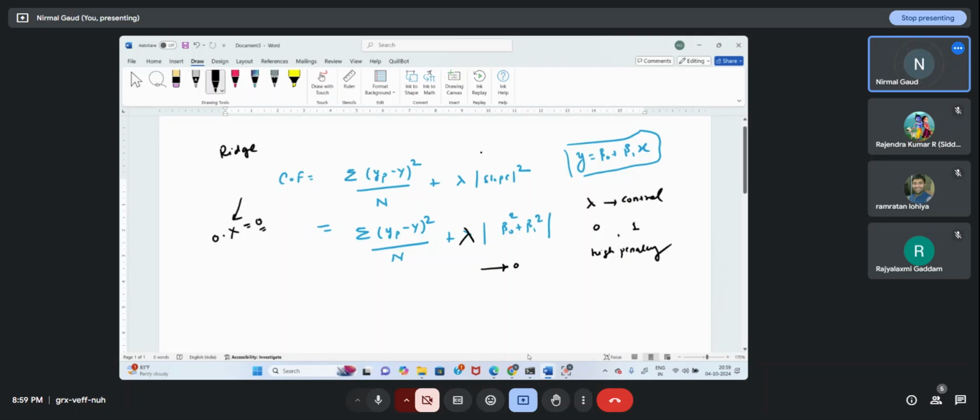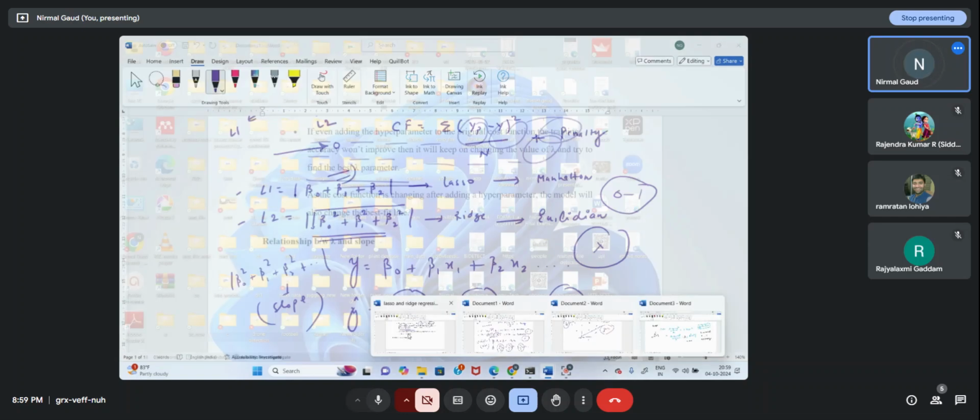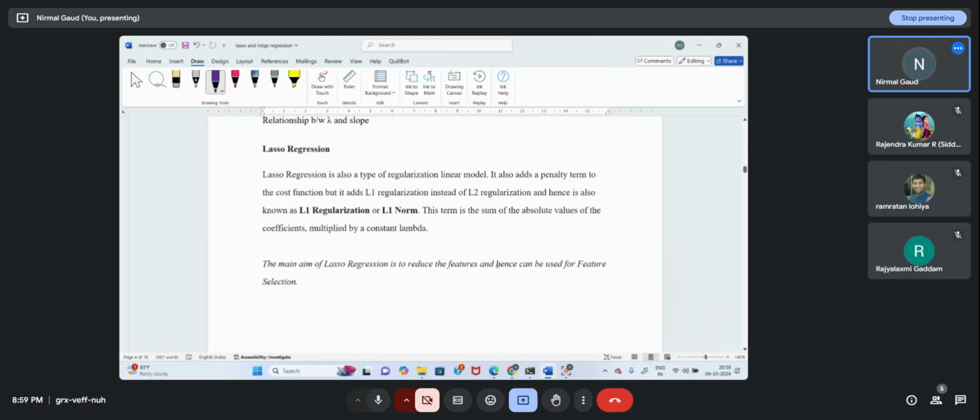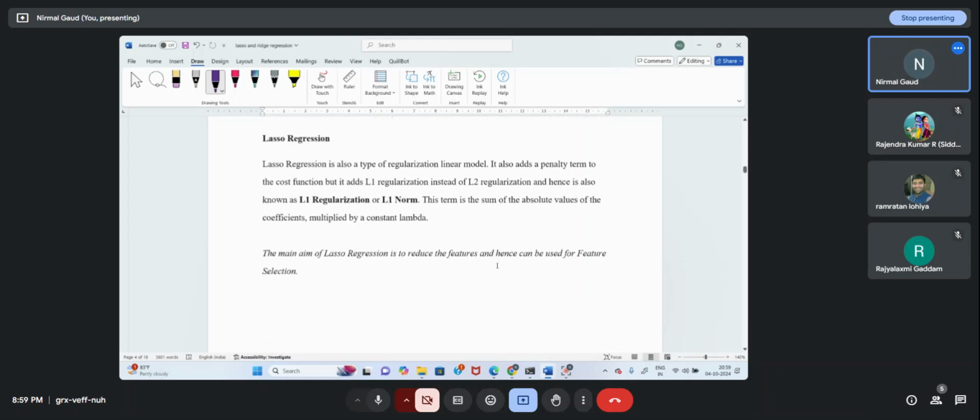Okay, fine. What is said? The slope is inversely proportional to lambda. That's what it is saying. The slope is inversely proportional to lambda. This means that if the hyperparameter increases, the slope decreases. Okay, that's the general relation between the slope and the value of lambda.